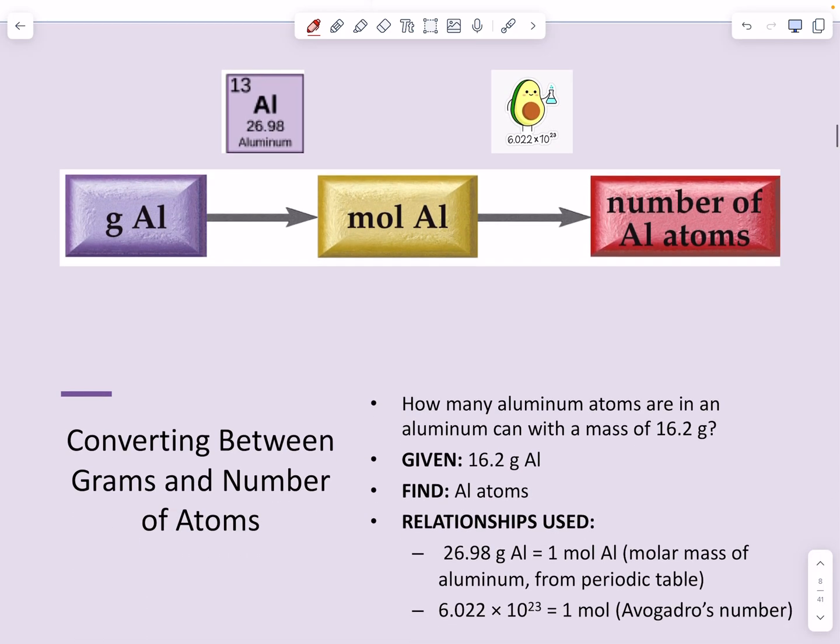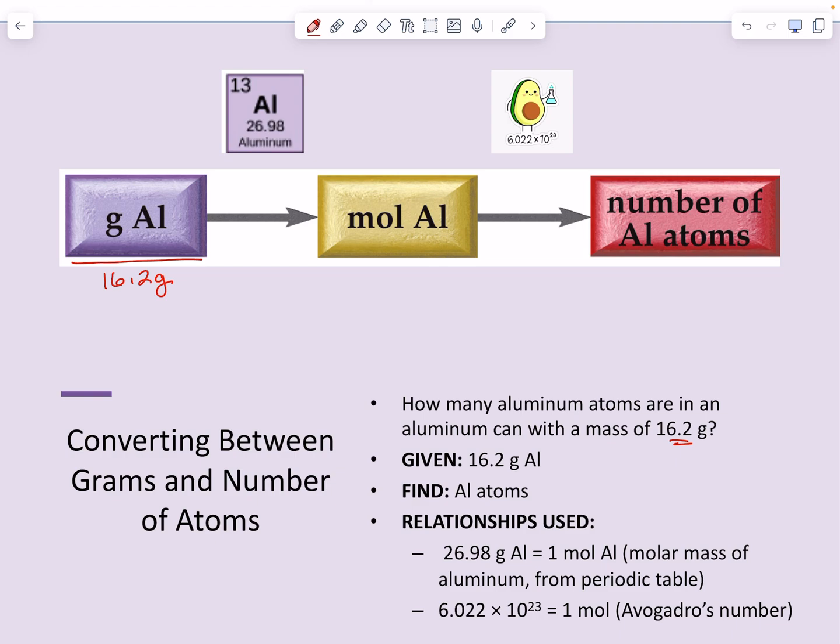All right. So also review converting between grams of a material and the number of atoms we have. If you're starting with the number of grams and you want to know how many atoms, let's say I have 16.2 grams of aluminum, and I want to know how many aluminum atoms that is. I cannot go directly from grams to number of atoms because I don't have a conversion factor that does that for me.